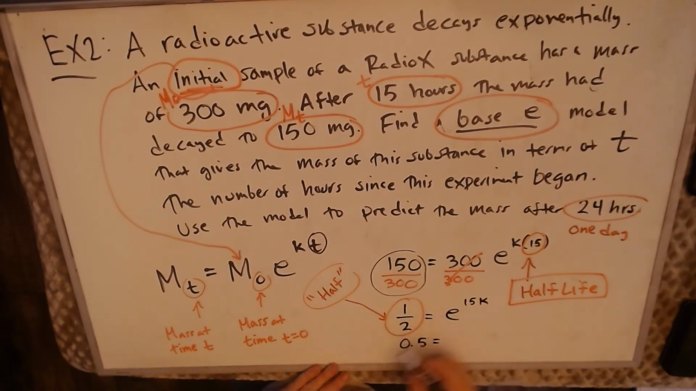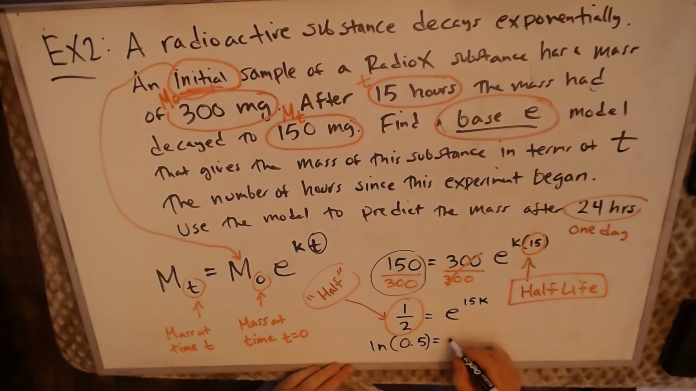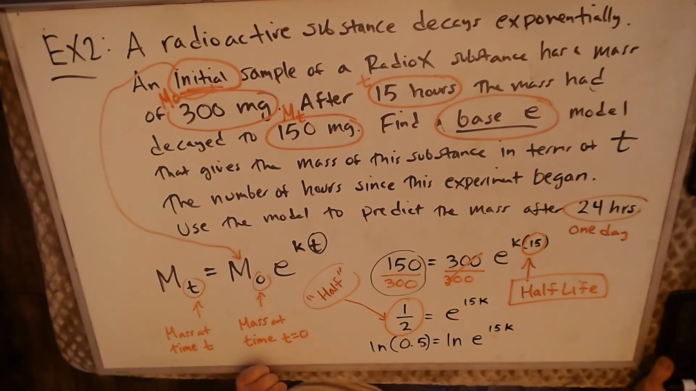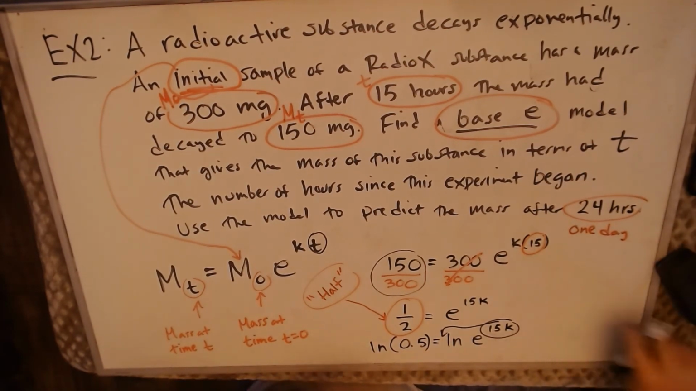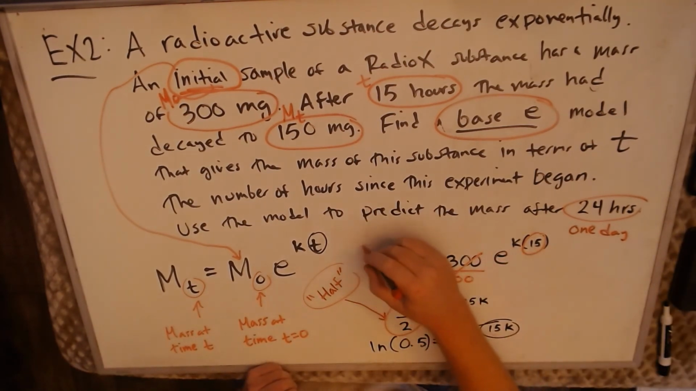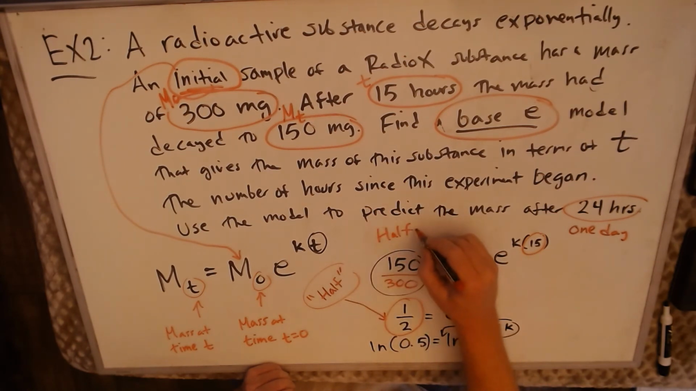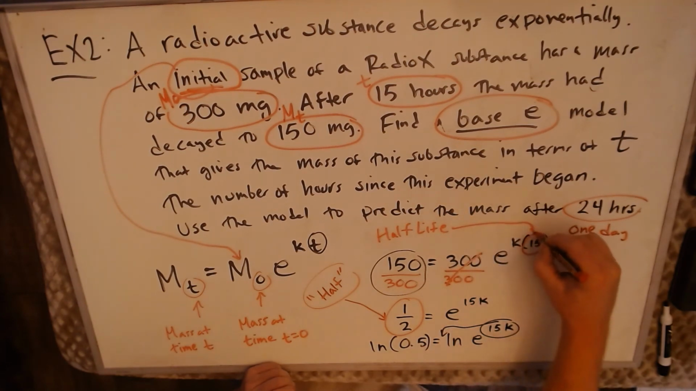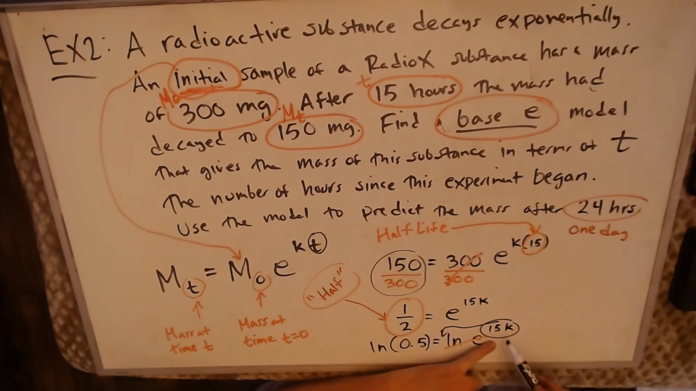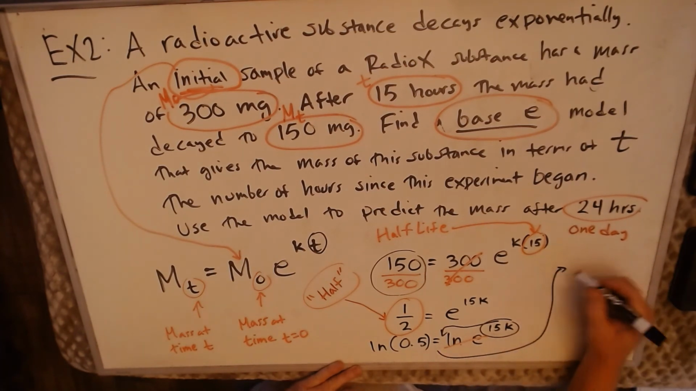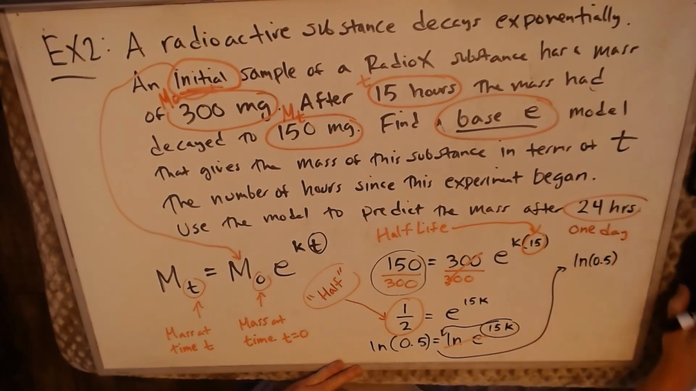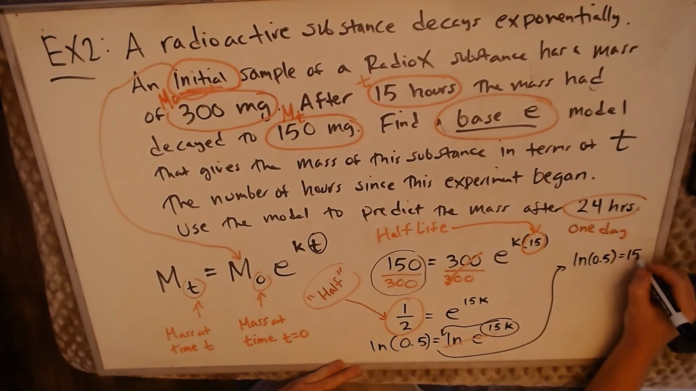Okay, then we're going to take the ln of both sides. You know what to do next. The ln and the e are going to become 1. The 15k is going to come down. You're going to have ln of a half equals 15k. You're going to divide both sides by 15.